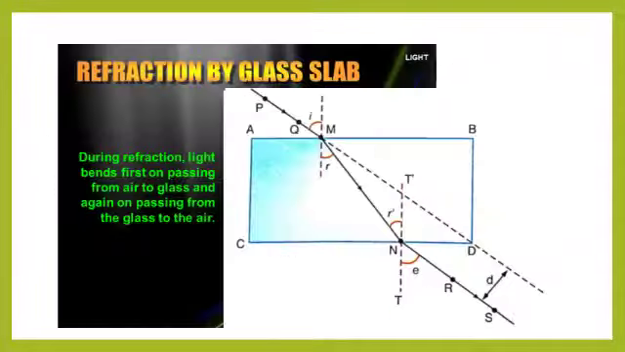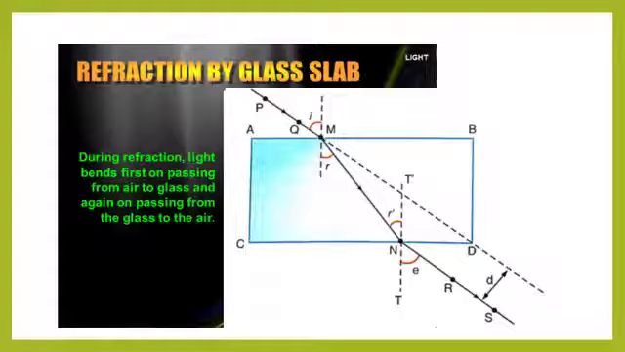Now the next topic is refraction by a glass slab. In a glass slab, the refraction takes place when a ray of light passes from air to glass, and then it comes out from glass to air. It means first of all light will bend towards the normal when it enters the glass slab, and then when it passes again to air, it will bend away from the normal.